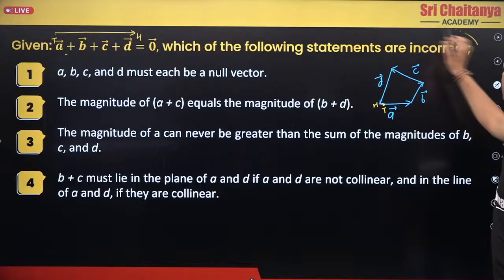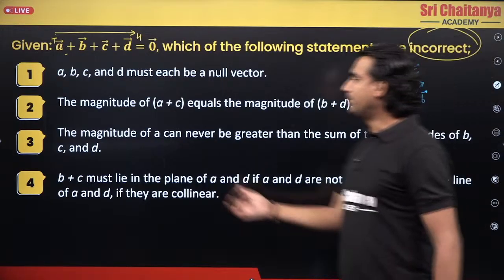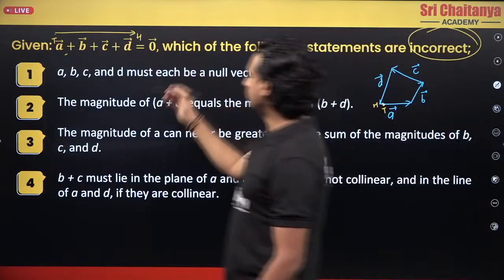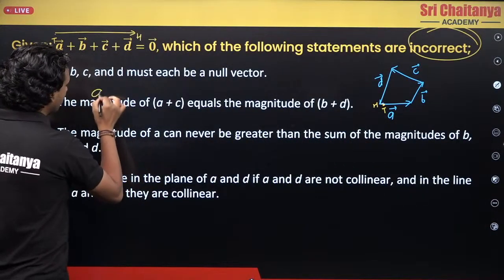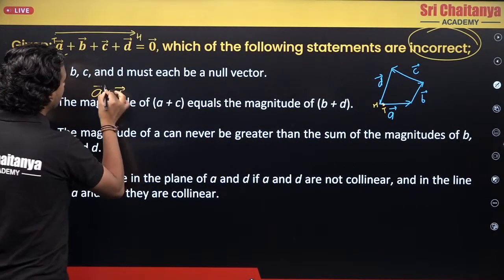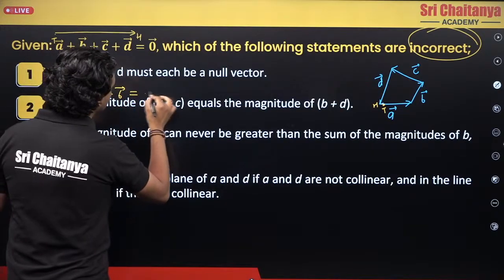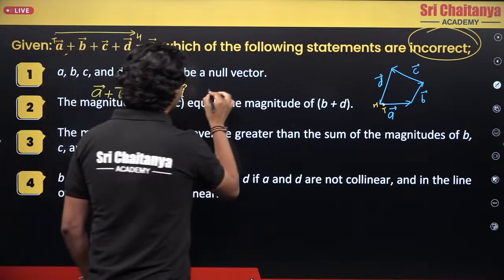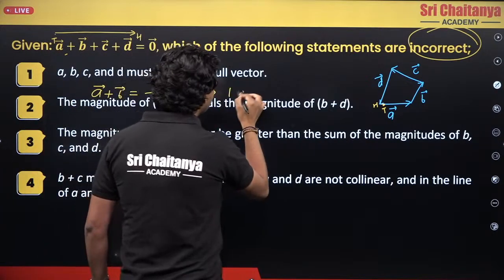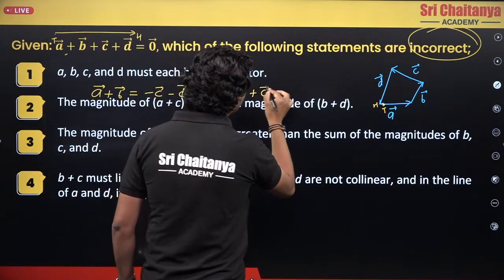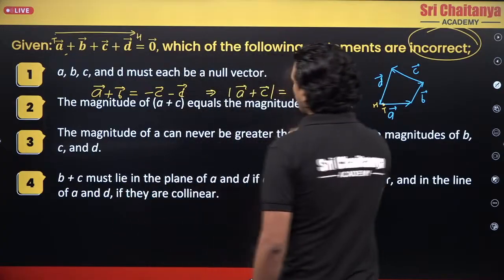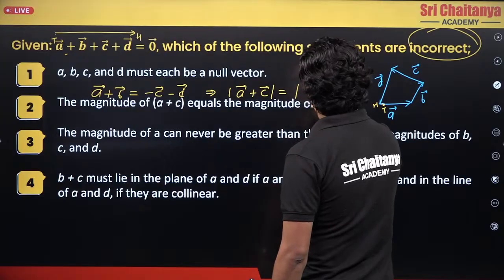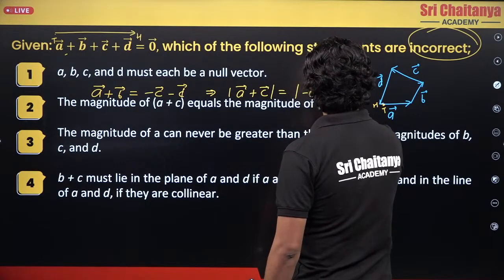But what do we have to calculate? The incorrect option. Correct? Magnitude of A plus C equals magnitude of B plus D. Let's try to solve this. How can I find this? A vector plus B vector should be equal to minus C vector minus D vector. And what can I say about this? If I take the mod, I will say magnitude of A plus B is equal to magnitude of minus C minus D, since magnitude is the same here.